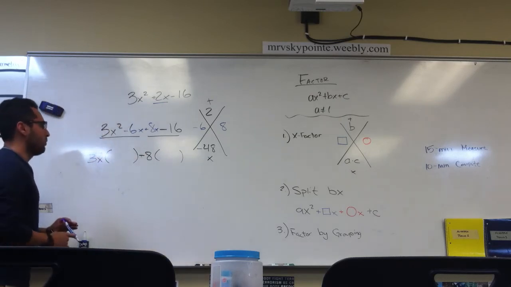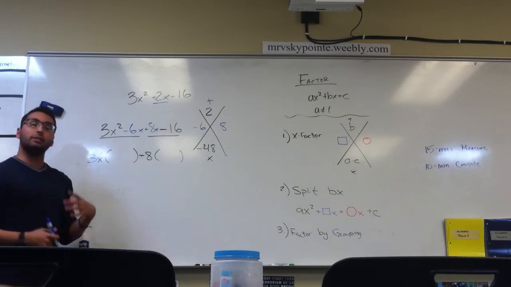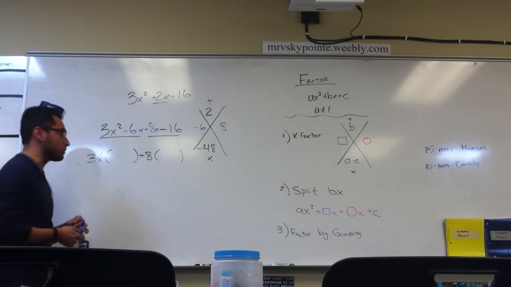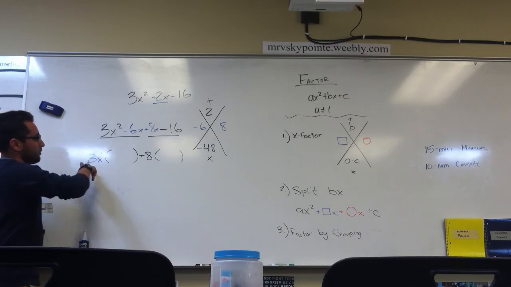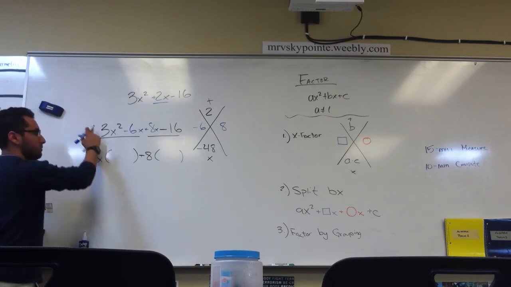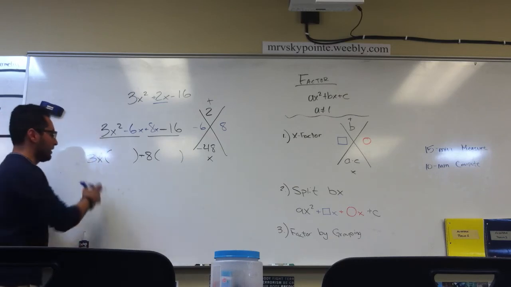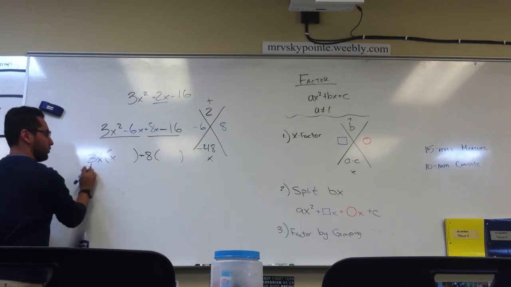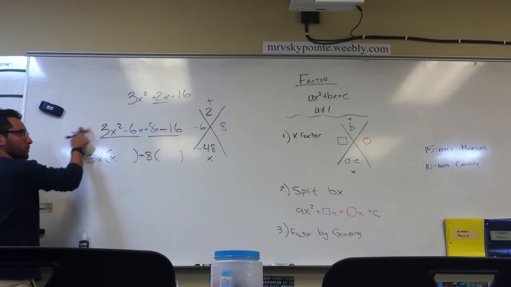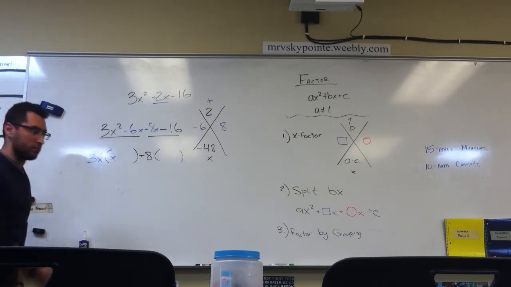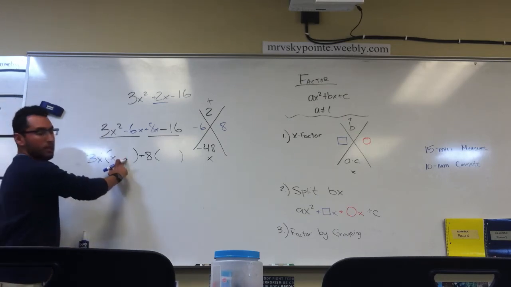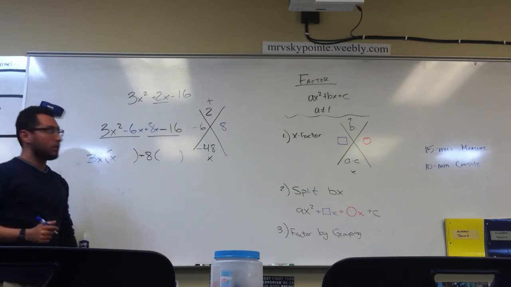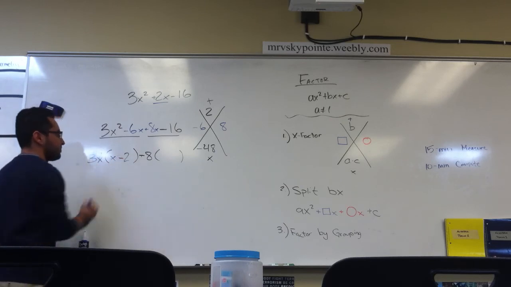Okay. Now what we should notice is that within these parentheses, they should be the exact same thing. Let's see if that's true. I'm going to ask myself the question, 3 times what number gives me 3? Well, that's 1. And x times what gives me x squared is just an x. So 3x times x is 3x squared. Now I ask myself the question, 3x times what gives me negative 6x? Well, that's a negative 2.